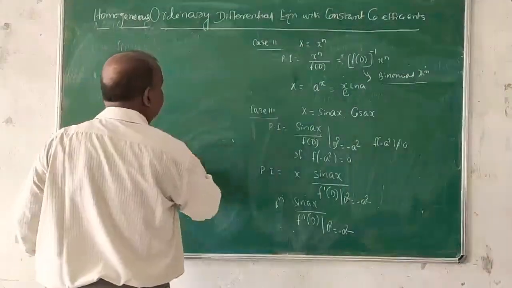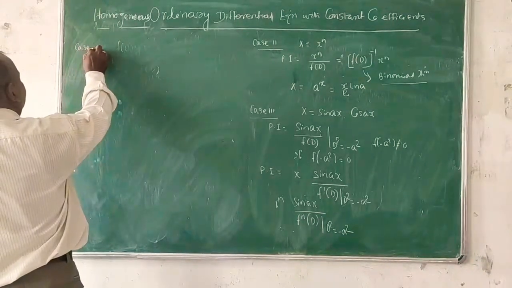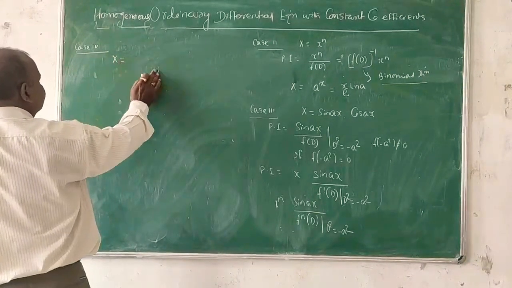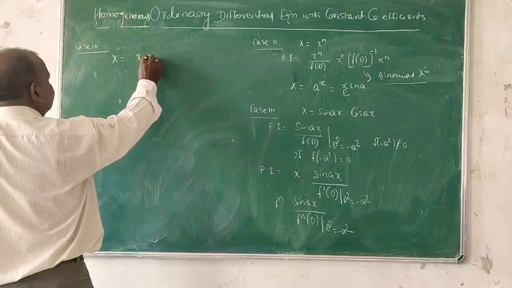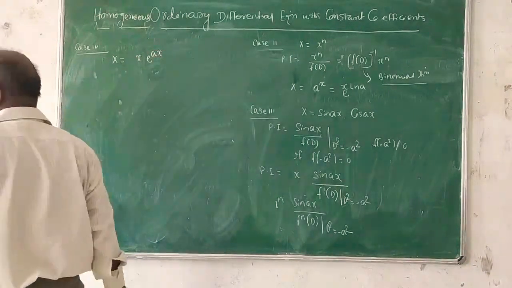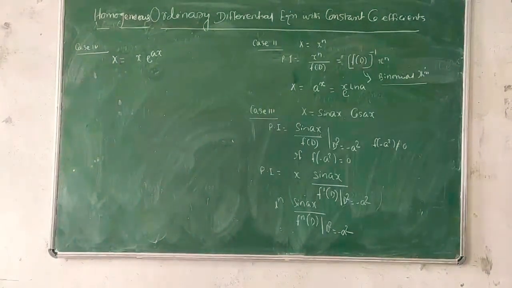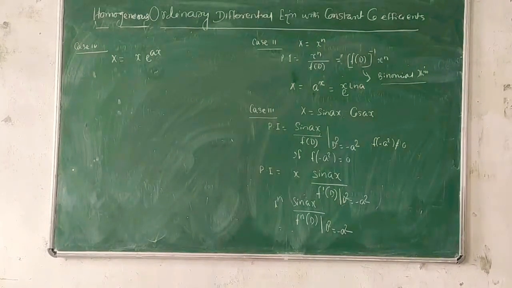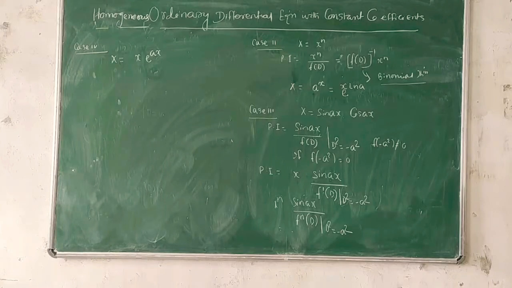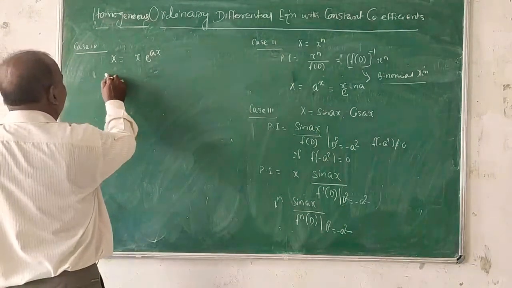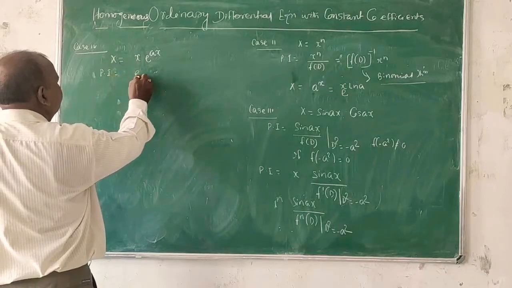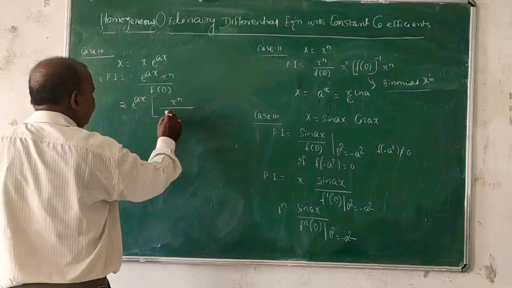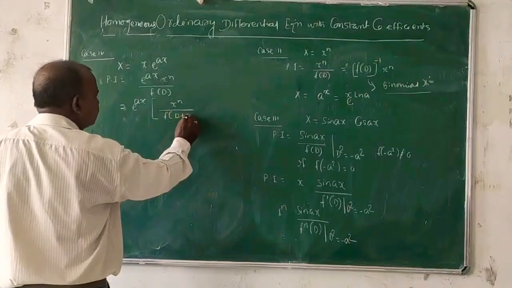Now, let's take your case number 4. Now, if capital X is x into e to the power ax, or it is a function of x into e to the power ax, then to find out the particular integral, you take e to the power ax outside, and x to the power n by f of D plus a.